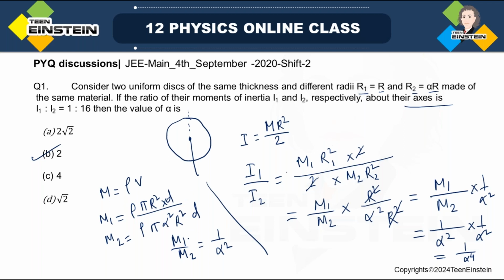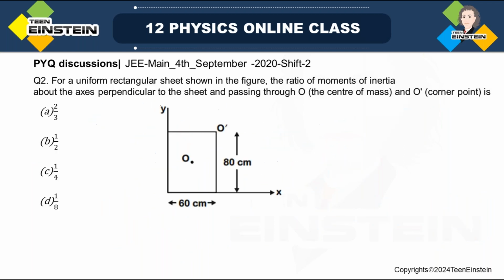So that's why I have to get this ratio also, m1 by m2. So this is how we have to solve this problem. Okay, let us go to the next page, next problem.